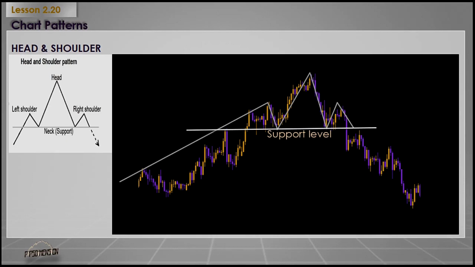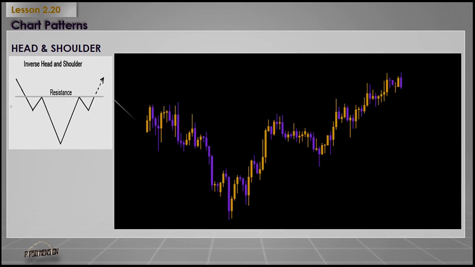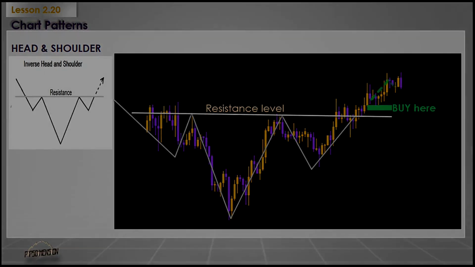This pattern is more useful when it forms after a long period of an uptrend. It signals to the trader that the trend is about to change for a downtrend, especially after the price breaks out the support level, which is the neck. On the contrary to the standard head and shoulder pattern, the inverse head and shoulder pattern is more useful when it forms after a long period of downtrend. It signals to the trader that the trend is about to change for an uptrend, especially when the price breaks up the resistance level, which is the neck.